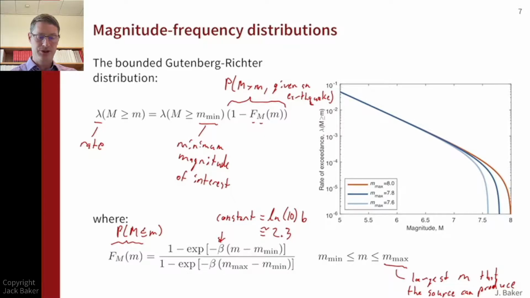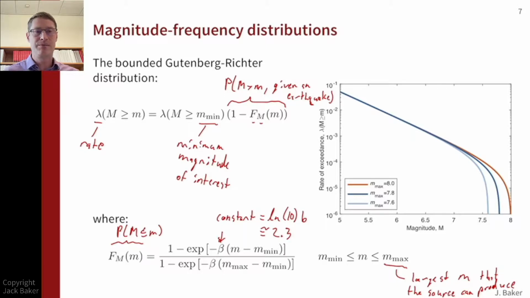Okay, so we put this all together and we get this bounded Gutenberg-Richter distribution. It's bounded on the bottom side by the smallest magnitude we're interested in. It's bounded on the upper side by some upper value that we specify. And the figure on the right here shows what that distribution looks like. This is for a b value of 1 or a beta of 2.3, and for 3 different values of the m max. So you can see how these rates of exceedance taper off at the m max value, so we don't head off to infinite magnitudes.